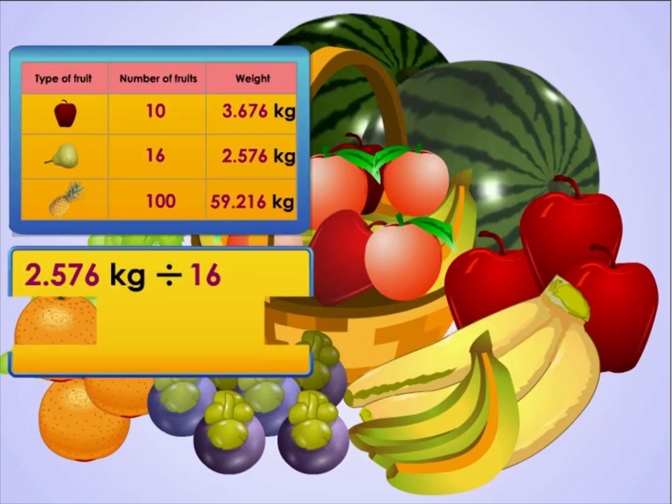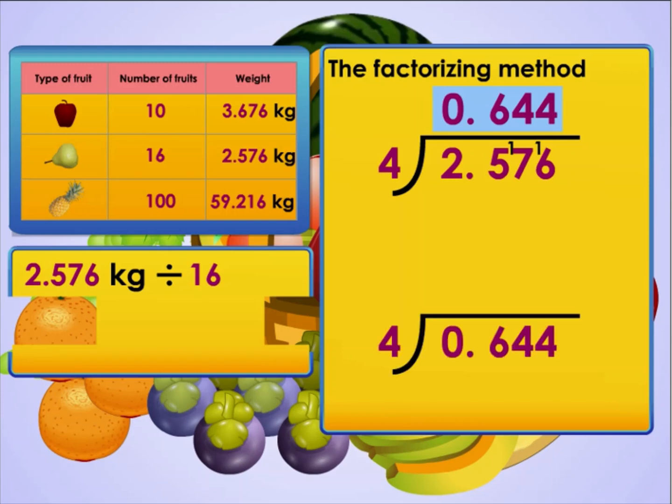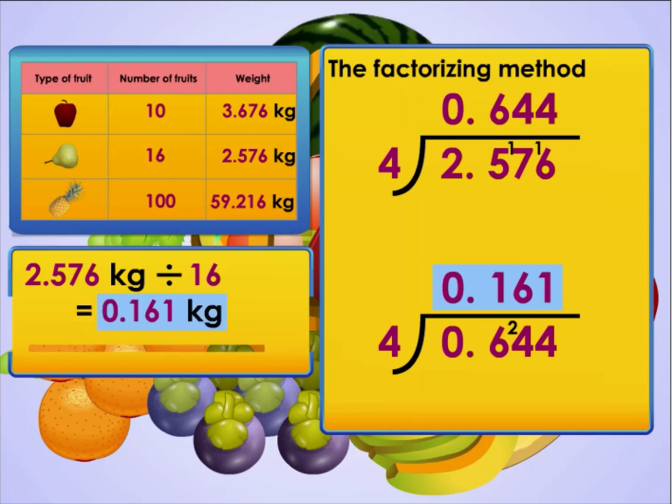To find the weight of one pair, we divide the total weight, 2.576 kilograms, by 16 pairs. Divide using the factorizing method. 4 times 4 is 16. So divide 2.576 kilograms by 4. That would give us 0.644. Then divide again by 4 and we get 0.161. So, one pair weighs 0.161 kilograms.